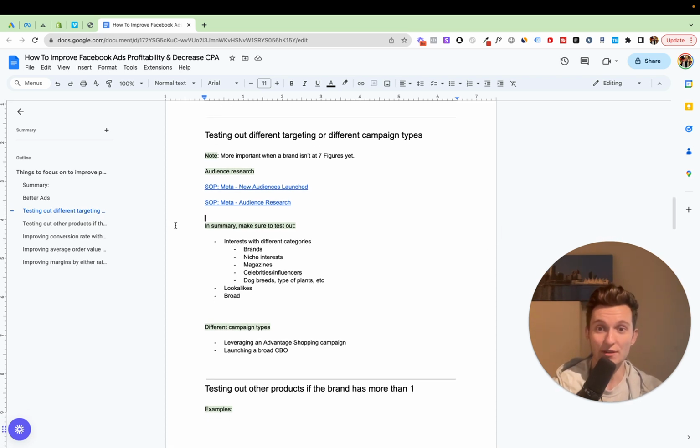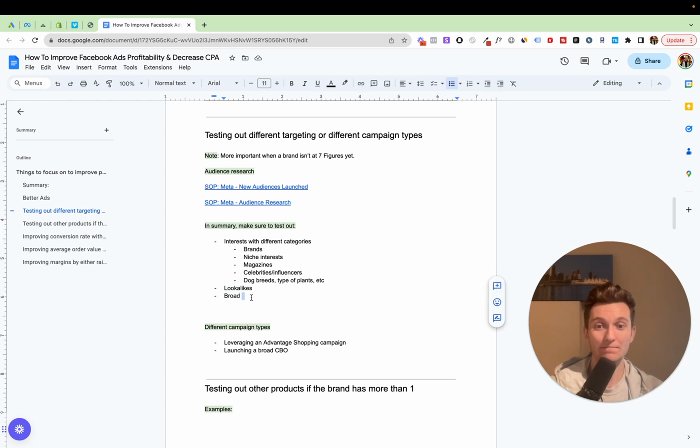But in summary for this, I would say you want to test out interests with different categories. So, different brands in the niche, different niche interests, different magazines, different celebrities, influencers, and then any kind of type. For example, if you're in the dog space, what kind of dog breeds are there? If you're in the plant space, what kind of plants are there, et cetera. If you're in the motorcycle space, what kind of motorcycles are there? Is it a bobber? Is it a Harley as a brand? You get what I mean by the different types of motorcycles. As you can tell, I'm not in the motorcycle niche, but it's an example.